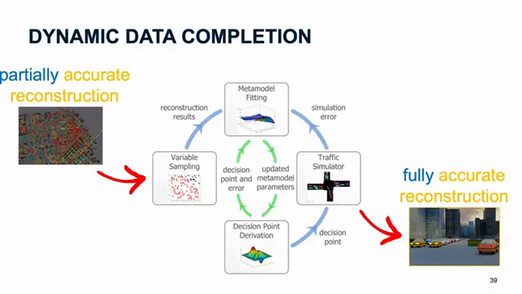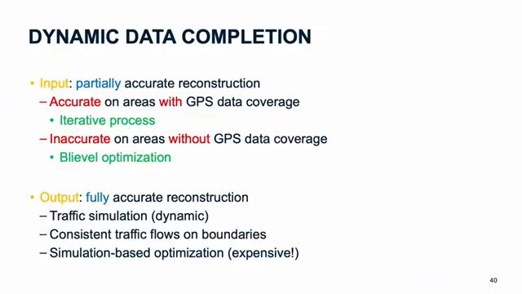From the previous step, we have partially accurate reconstructions of the traffic in areas where we have GPS data. However, there are areas where we have very sparse or no GPS data. So what we do is use traffic simulation to fill in the gap. We assume that we have a partially accurate reconstruction of traffic. It's accurate in areas with GPS data coverage due to our iterative process, but it is inaccurate in areas where we don't have GPS coverage, where we need the bi-level optimization. The output is a fully accurate reconstruction.